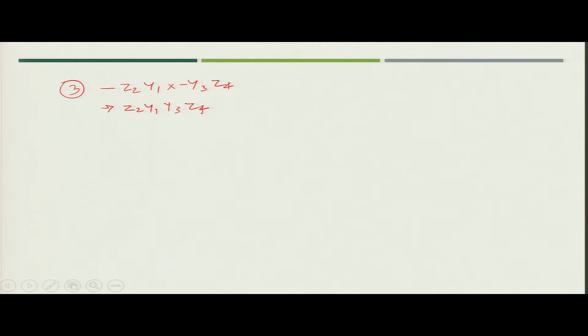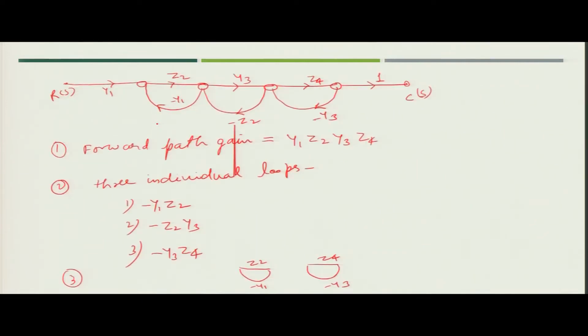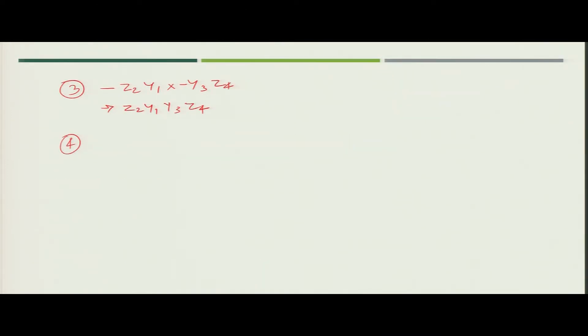So, this is what you will get when you have 2 non touching loops. Now, next we need to find out the other non touching loops. If you see this signal flow graph, there is no other non touching loop, which means there are not more than 3 non touching loops in this particular signal flow graph. So, sets of 3 or 4 non touching loops are not available in this signal flow graph.